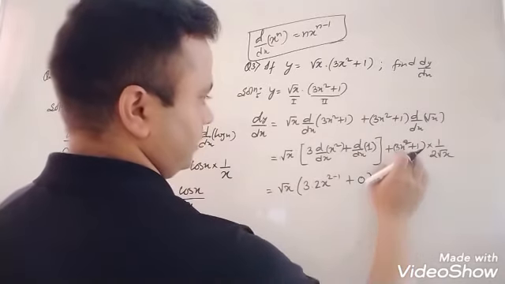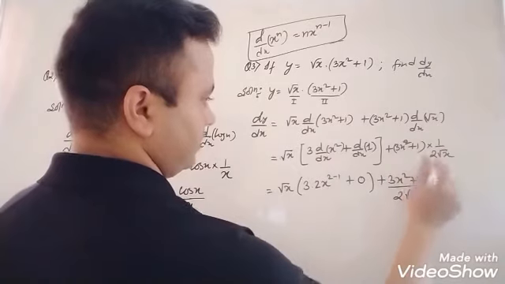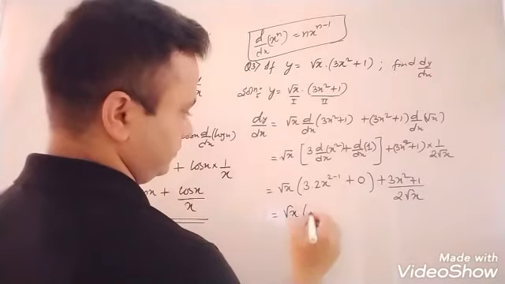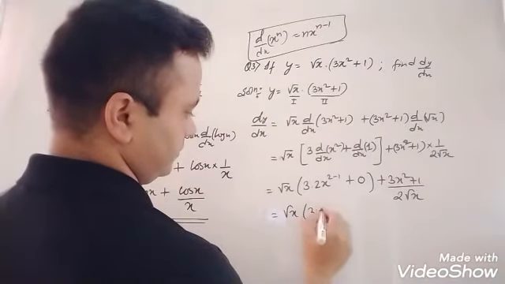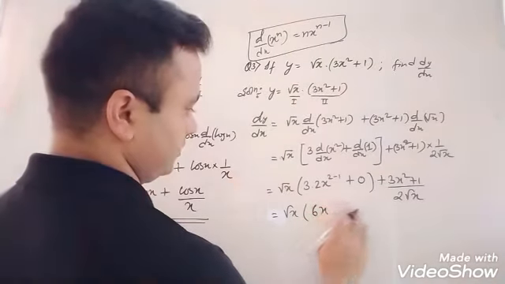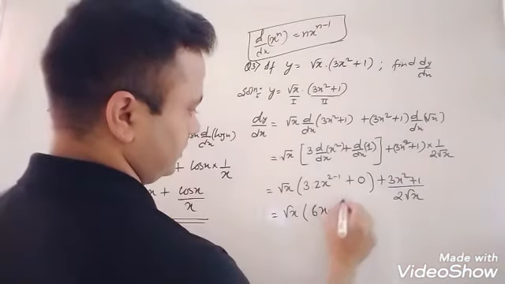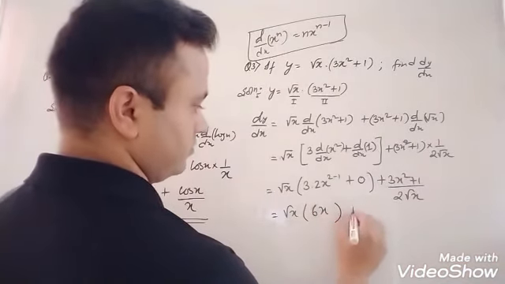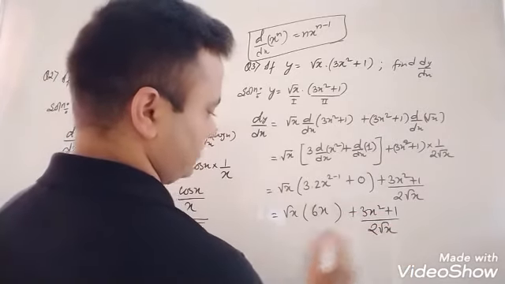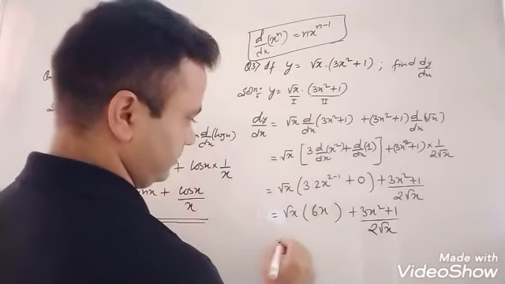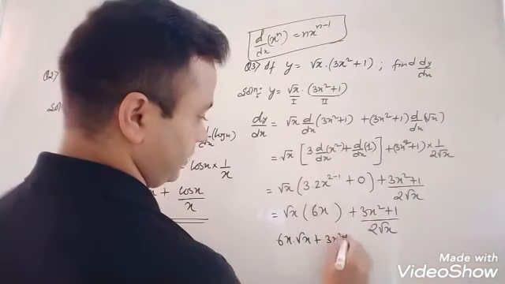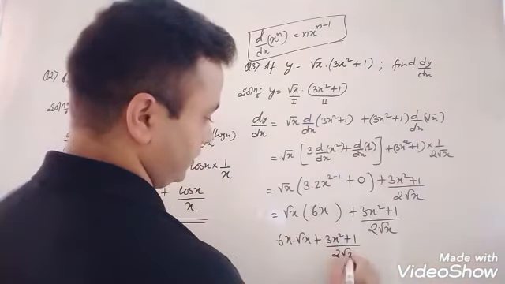3x square plus 1 into 1 is the same number, then divided by 2 root under x. Into this is 3 times 2, 6x, only 6x, because 2 minus 1 is 1. 6x plus 0 is 6x plus 3x square plus 1 divided by 2 root under x. Okay, now 6x into root under x plus 3x square plus 1 divided by 2 root under x. Now this is the answer.